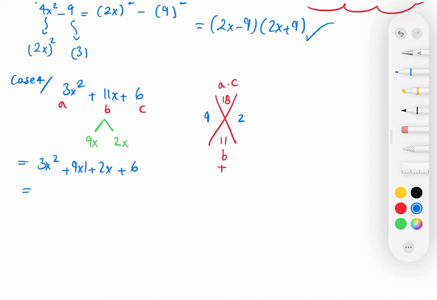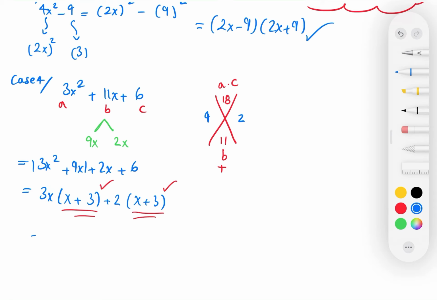So out of this lot, you can factor out 3x. That would give you essentially x plus 3. And out of the other one, you can factor out 2. So that would give you x plus 3 again. Now notice that these two terms are the same for both of the sides. Okay, if you reach the point where both of these are equal, then you've done your factorization correctly.